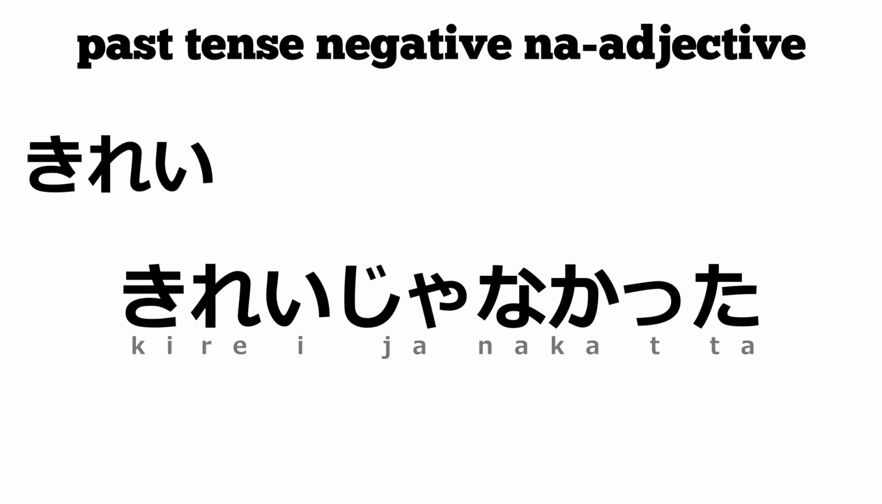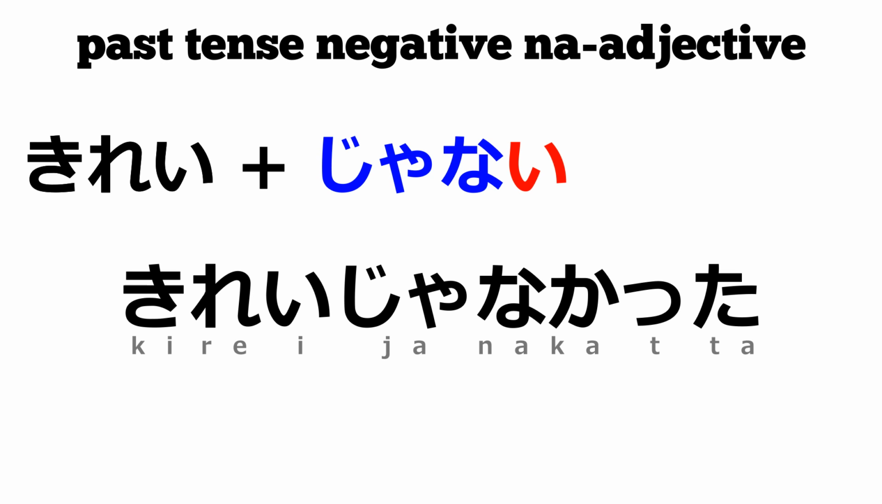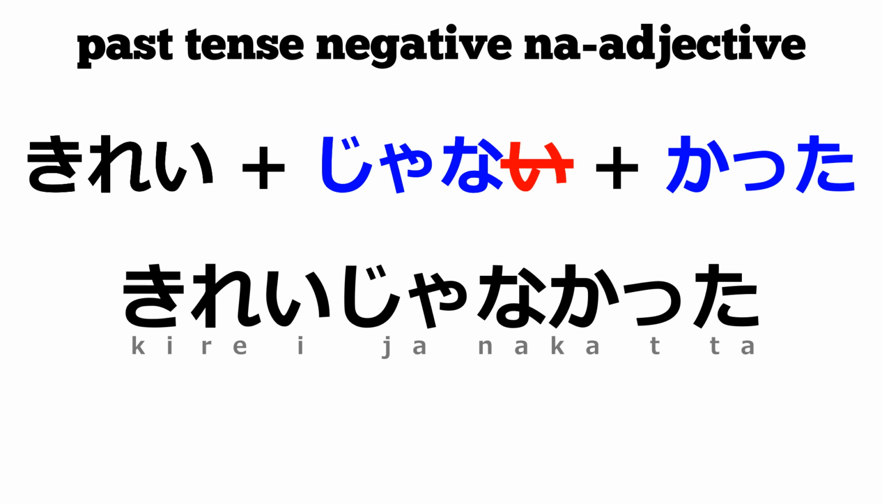If you recall from last episode, to form the negative non-past form for na-adjective, we add じゃない. This makes it an i-adjective, which to make past tense, we cut off the い and add かった. Your turn to try it out.